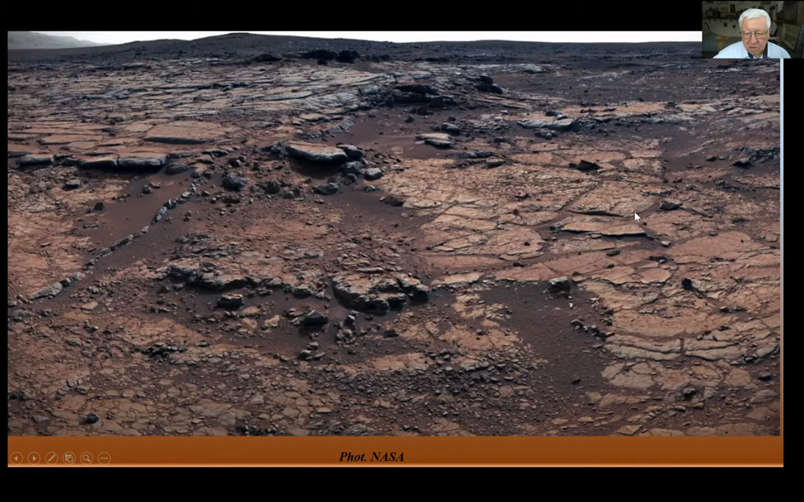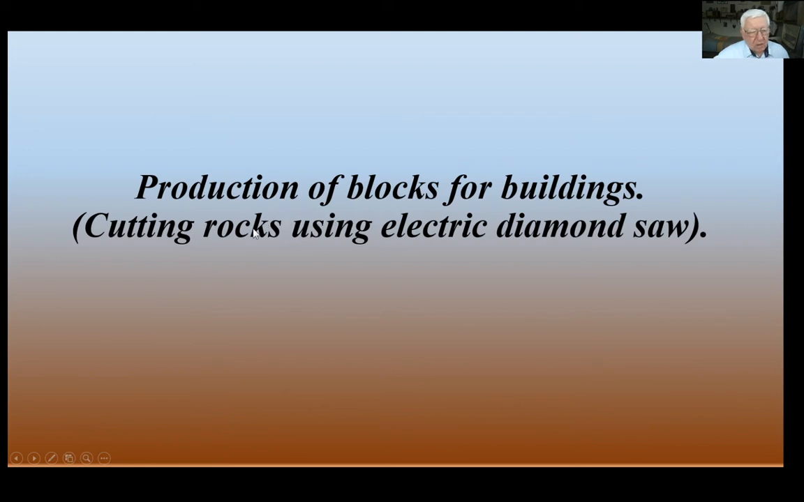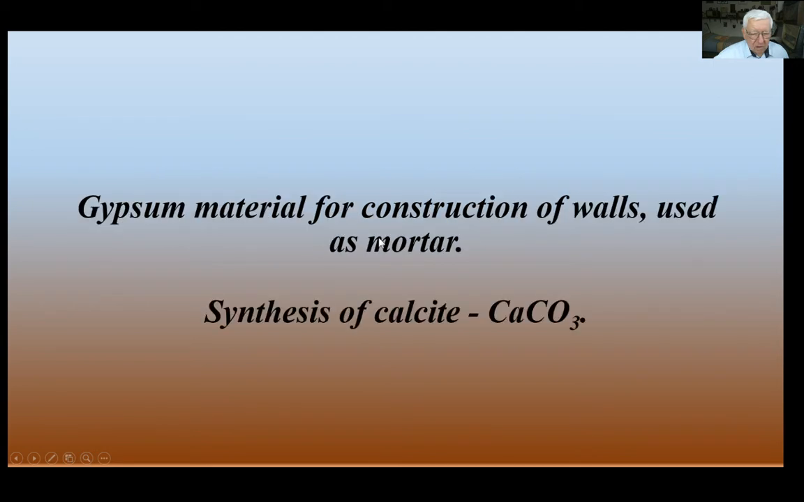This kind of rocks, probably much softer than basalt, is possible to use as a material for construction of architectonical objects on the surface of Mars. It's possible to cut it and to prepare blocks or forms similar in shape to bricks. Using electric diamond cutters, we produce material for construction of so-called houses, blocks.